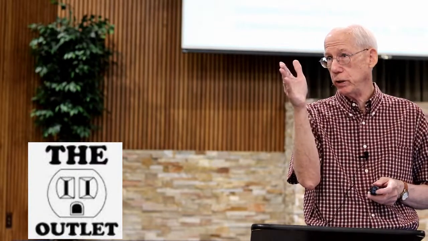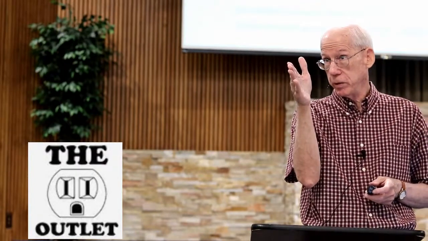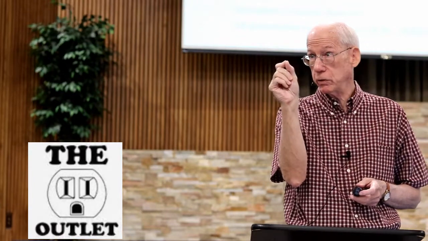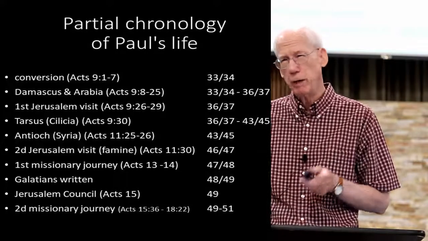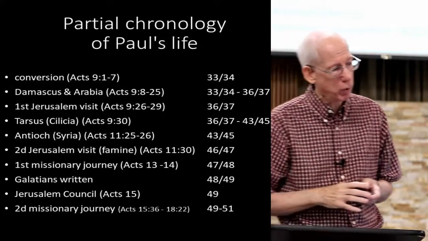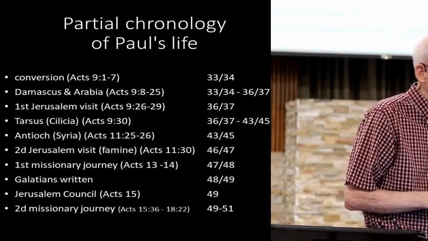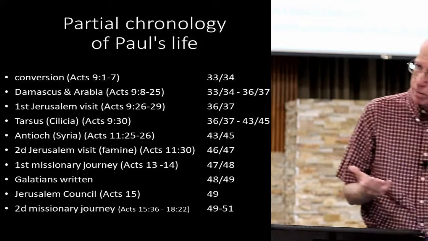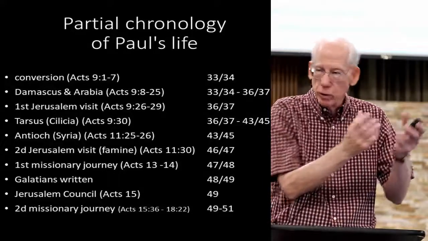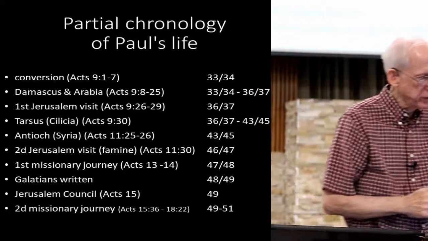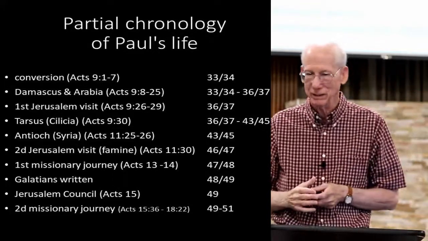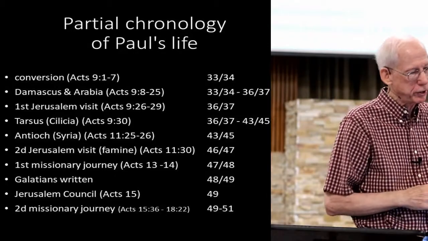So let me begin with a reminder of a probable partial chronology of Paul's life. These dates are fairly precise, but you may be able to move a year one way or the other. We have Paul's conversion around 33 or 34. Then the 3 years he spent in Damascus and Arabia, so from 33 or 34 to 36 or 37. Then the first Jerusalem visit, in 36 or 37.